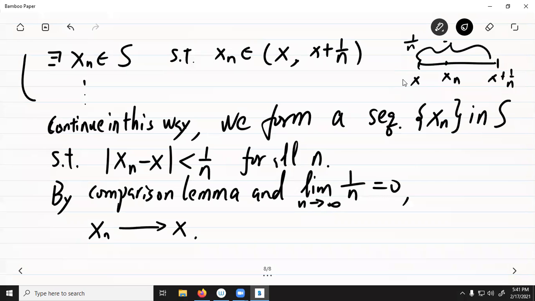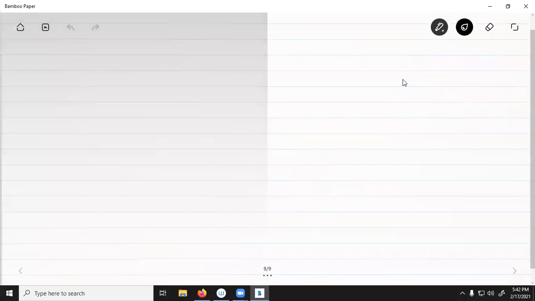Okay, then using this sequence, we can show that this sequence is convergent to this x because of the comparison lemma, because the right side will approach 0, right? It becomes smaller and smaller when n is large. The comparison lemma says, if the right side approaches 0, then the left side also approaches 0, right? Okay, so this is one direction. So we need another direction.